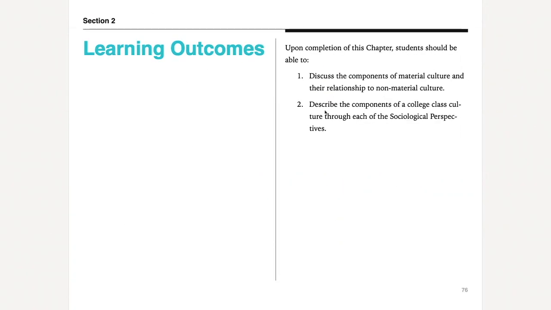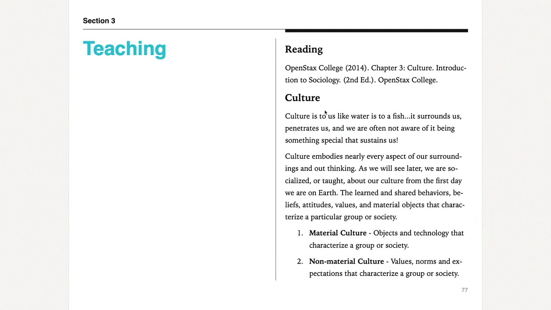We get into the learning outcomes for this chapter. We're going to discuss the components of material and non-material culture. And we're going to describe the college classroom, here, this online class that we're having, and look at the norms, values, and expectations and material culture of it. So let's get right into it.